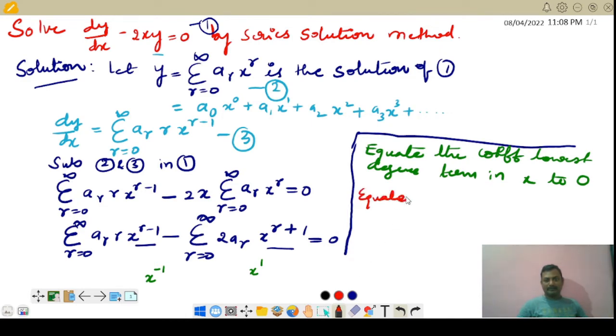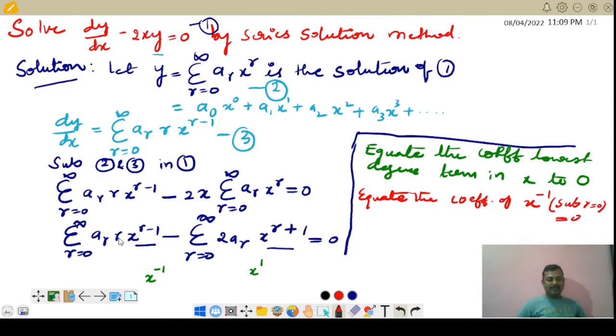Equate the coefficient of x raised to -1. Students, when you substitute r equal to 0 and equate it to 0, okay. So r is equal to 0 ಹಾಕಿದಾಗ ಏನಾಗುತ್ತೆ?